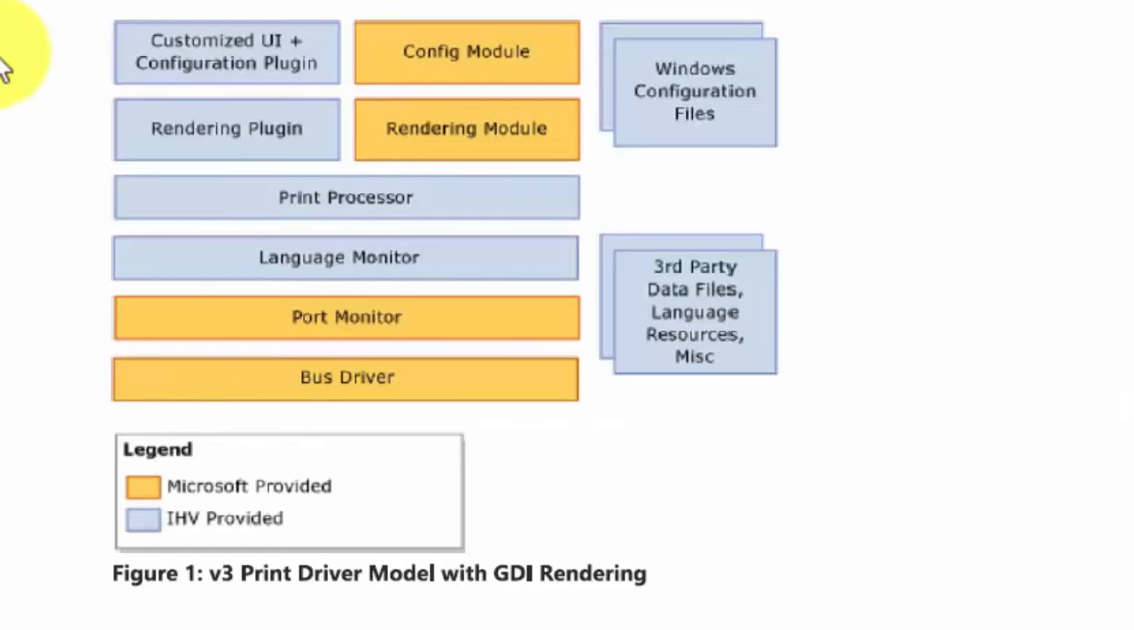Prior to Windows 8, independent hardware vendors such as Epson, Okidata, Kyocera Mita, and HP, this was the architecture for developing a driver. And you can see that in the blue, all of the blue areas was where the independent hardware vendor had to produce his driver. He had to produce quite a bit of what made it print.